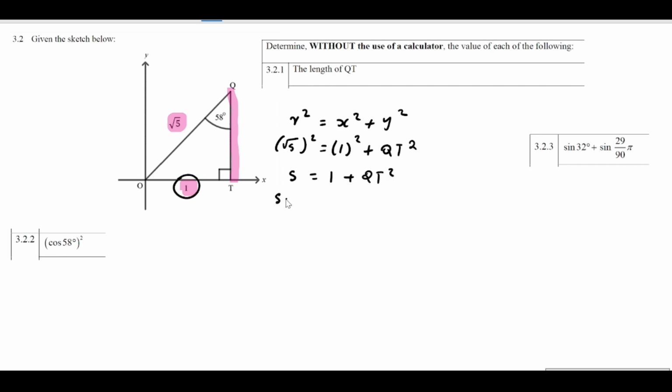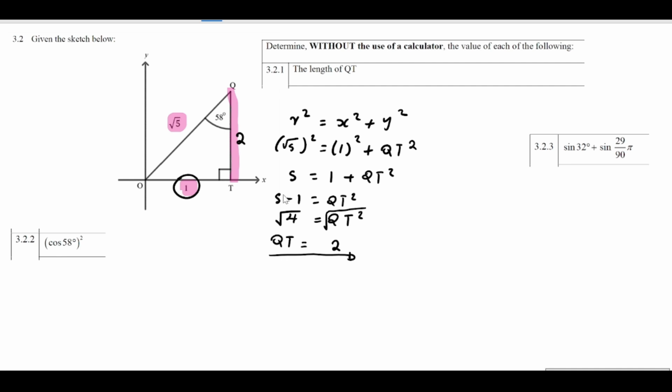Take 1 to this side, you're going to have 5 minus 1 is equal to QT squared. And you're going to have 4 is equal to QT squared. Take the square root on both sides. You will find that QT is equal to plus or minus 2. But when you look at the diagram, your QT is on the positive side of the graph. So I'm only going to consider the positive value here. So the value of QT is going to be positive 2. So I'm just going to put it there.